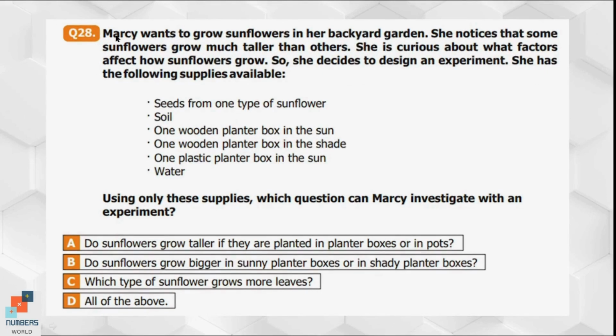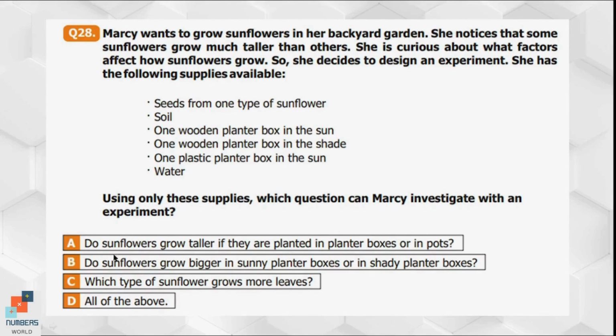Question number 28. Mercy wants to grow sunflowers in her backyard garden. She notices that some sunflowers grow much taller than others. She is curious about what factors affect how sunflowers grow. So she decides to design an experiment. She has the following supplies available: seeds from one type of sunflower, soil, one wooden planter box in the sun, one wooden planter box in the shade, one plastic planter box in the sun, and water. Using only these supplies, which question can Mercy investigate with an experiment?